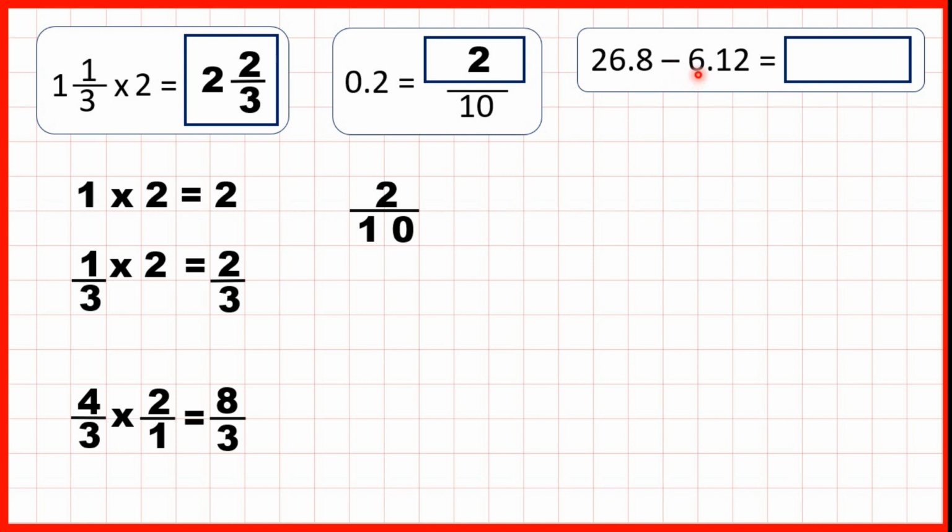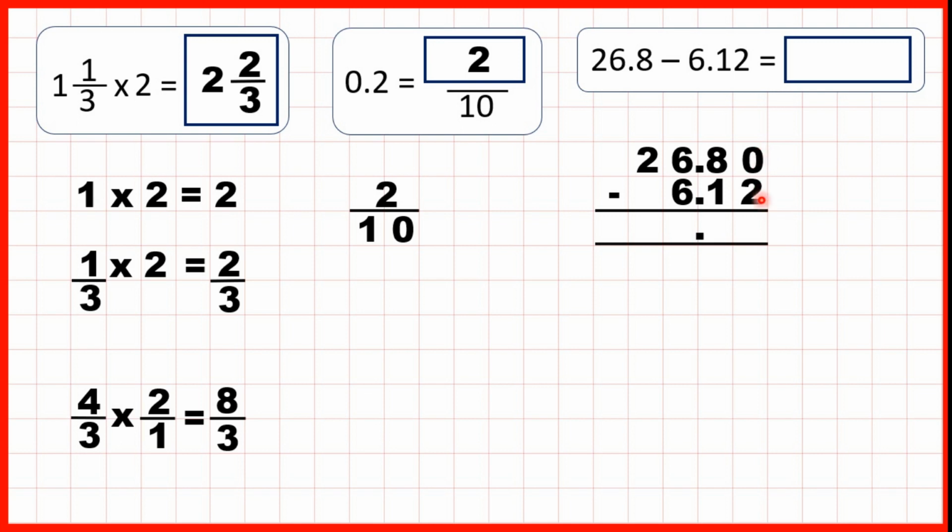Now 26.8 minus 6.12. We can write this out as a column subtraction, but it's really important that we line up our decimal points, because if our decimal points aren't lined up, then our place values won't be lined up and column subtraction won't work. So we need to line up the decimal points in the question. Then we can write zeros in empty squares, and we need to copy down the decimal point into our answer.